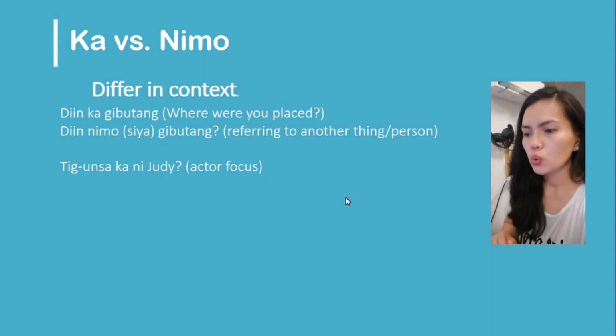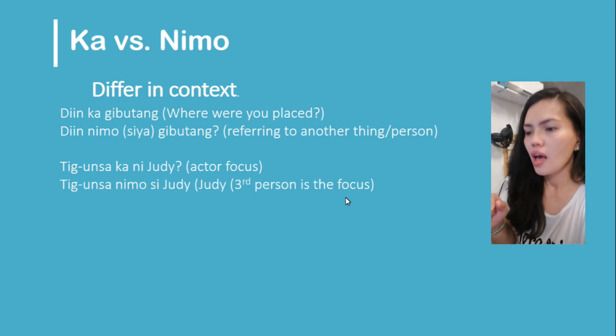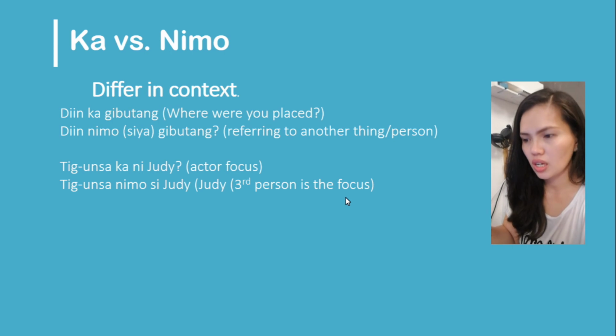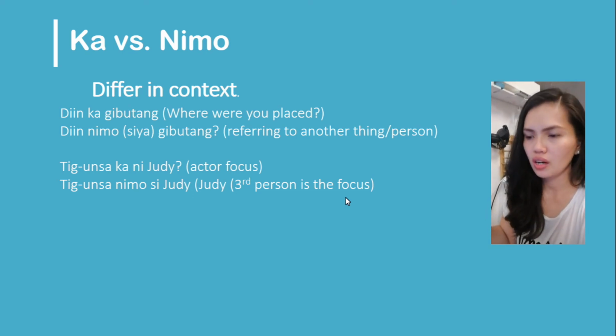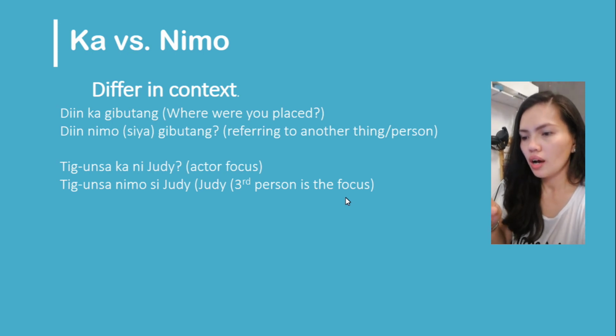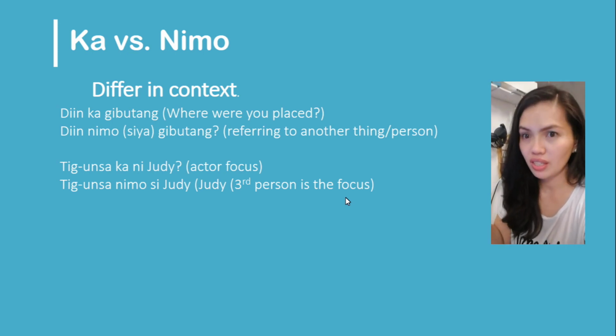Tig-unsa ka ni Judy. The ka here is the actor focus. The second person is the actor focus. That means, how are you related to Judy? Next one. Tig-unsa nimo si Judy. So in this sentence, we are actually talking about the third person. So the third person is the focus here, which is Judy. Okay. So I hope you can see the difference between the two.